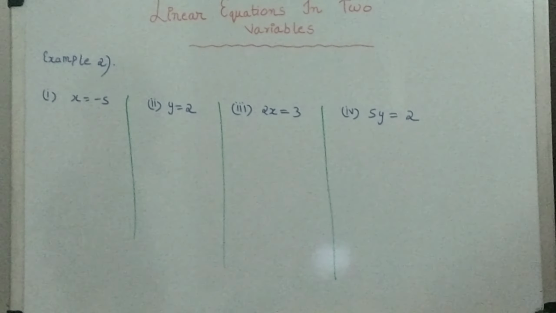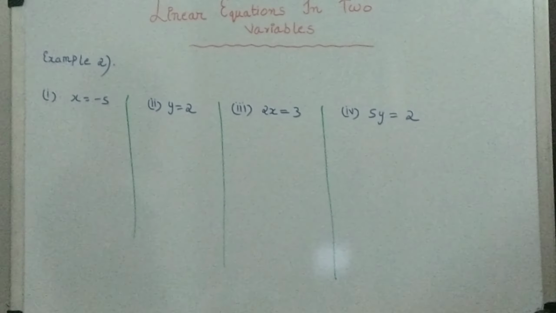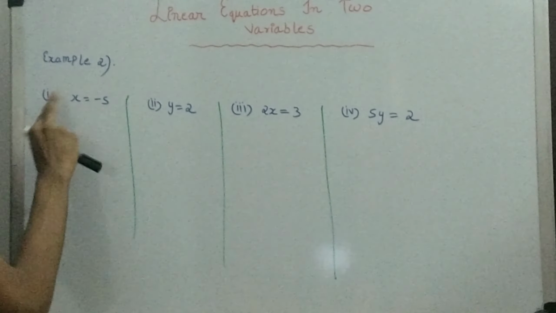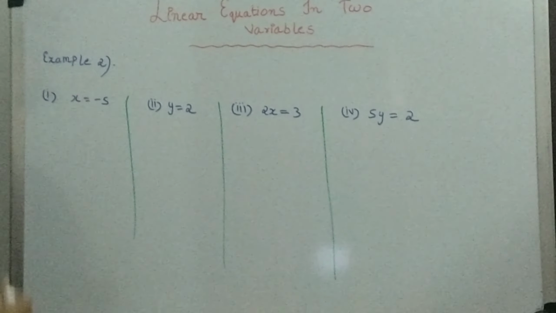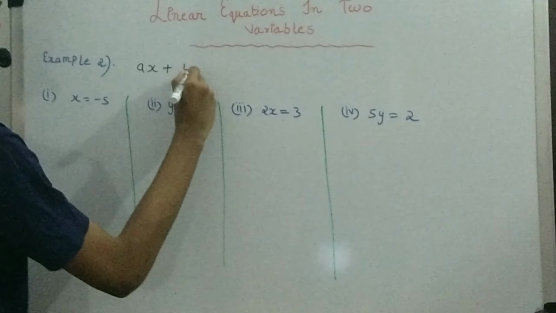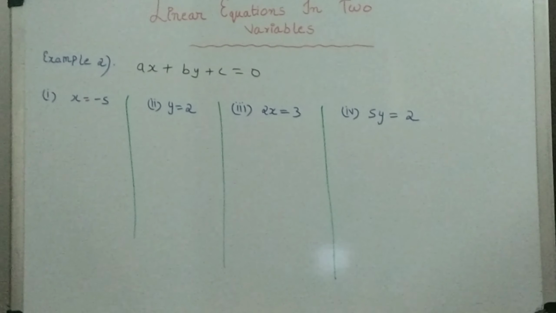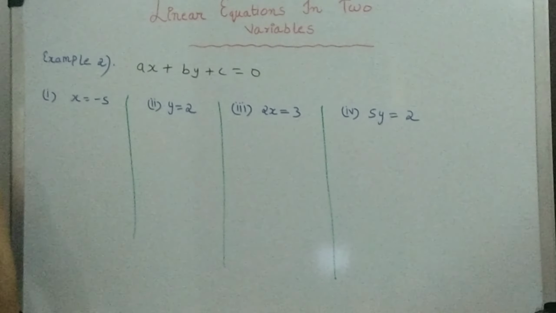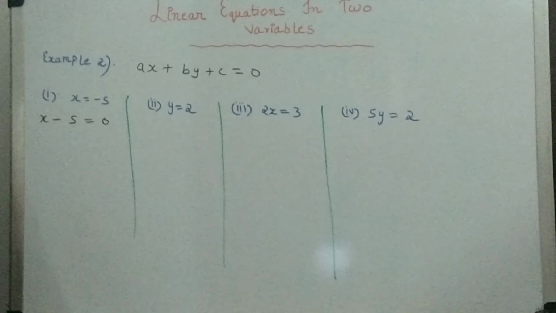Now let's do example number 2. The question is, write each of the following as equations in two variables. Okay, so if you see over here, these are linear equations in one variable, and we have to write them in the form of linear equations in two variables. That is in the form of ax plus by plus c is equal to 0. So let's see over here. Here we are having an x term and this minus 5. So first of all, let's bring x minus 5 to one side is equal to 0.